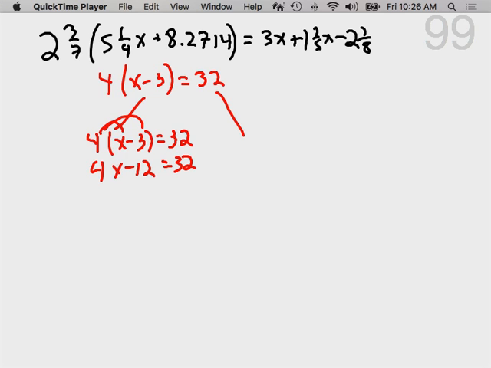That says minus 12, so you do plus 12. So I add 12 to both sides. 32 plus 12 is 44. 4x is 44. Then I divide by 4. X is 11. Yeah, it's pretty good when you can go faster than the computer.